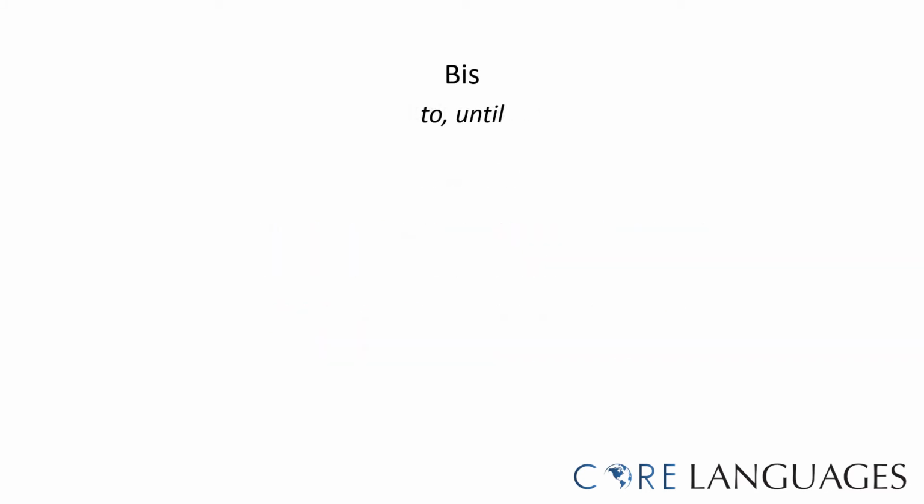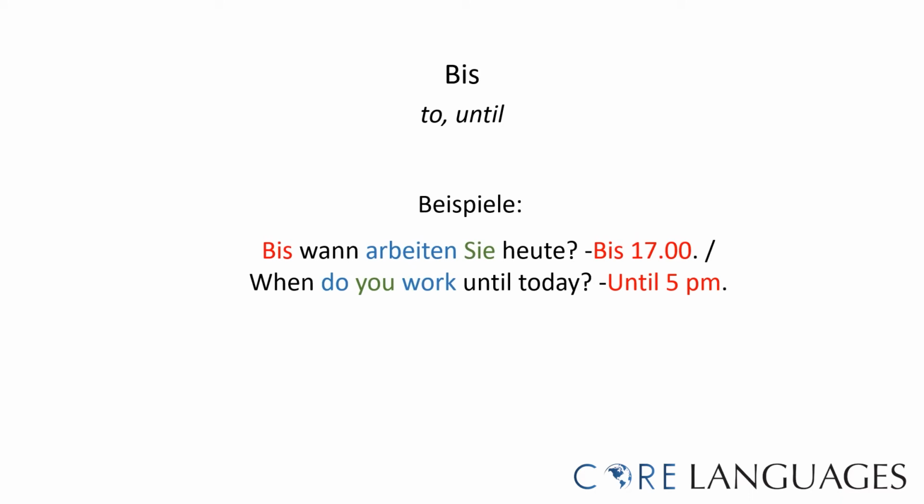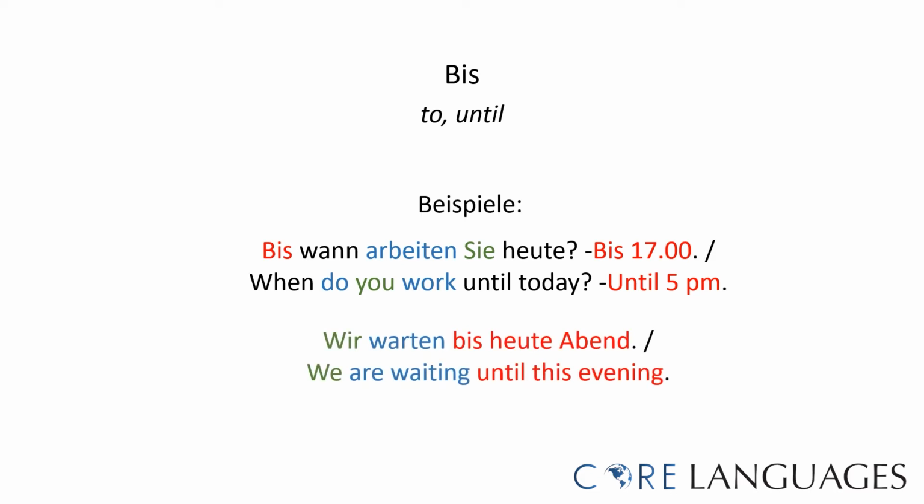The preposition bis is used to express to or until. Zum Beispiel, bis wann arbeiten Sie heute? When do you work until today? Or until when do you work today? Bis 17 Uhr. Until 5 p.m.